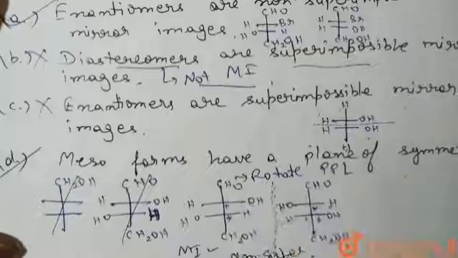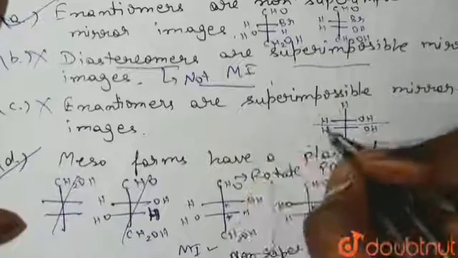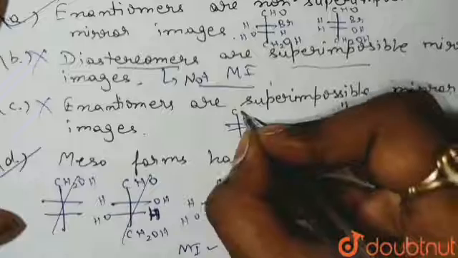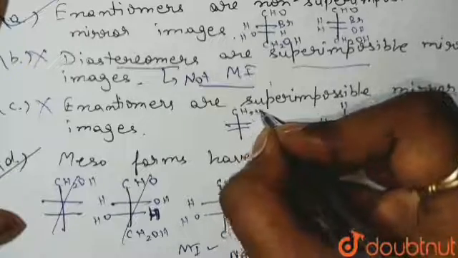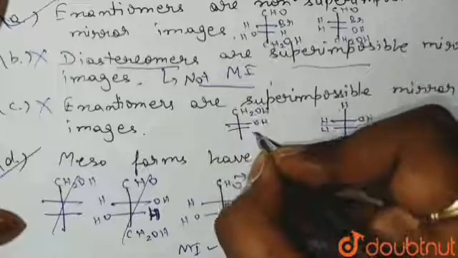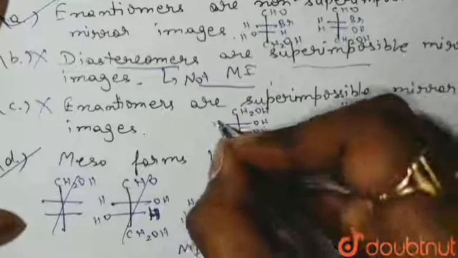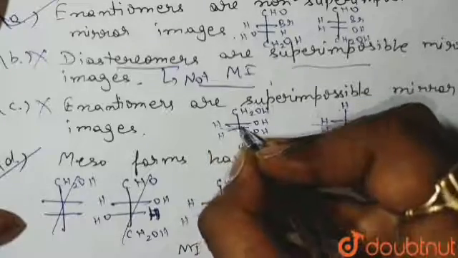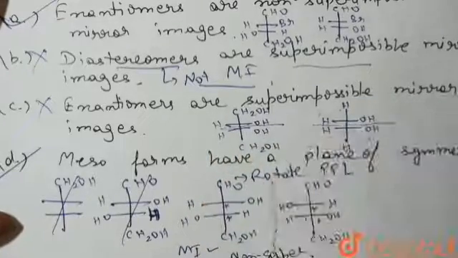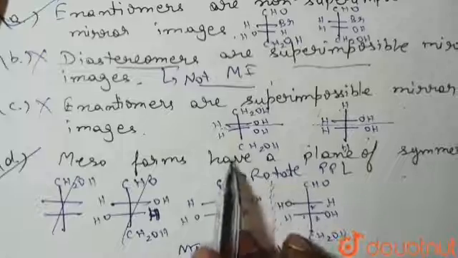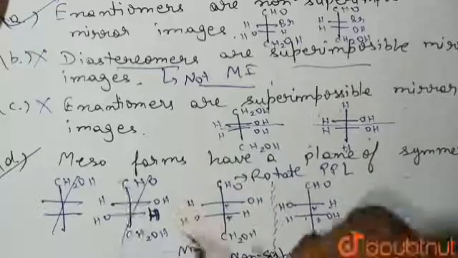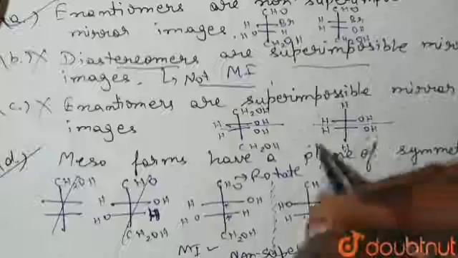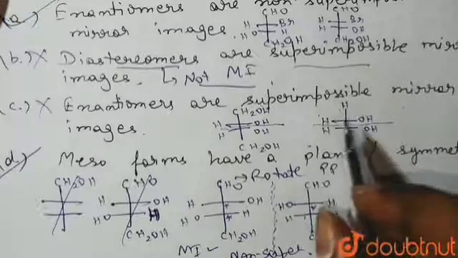Or if I show you one more example, like this only, if you put it like this, CH2OH here, again OH here, H, and CH2OH. If you pass a plane from here in between, then also a superimposable mirror image will come. So this is a meso compound. Although these two were not chiral centers, this and this is not a chiral center, I've just taken this example to tell you what a plane of symmetry is.